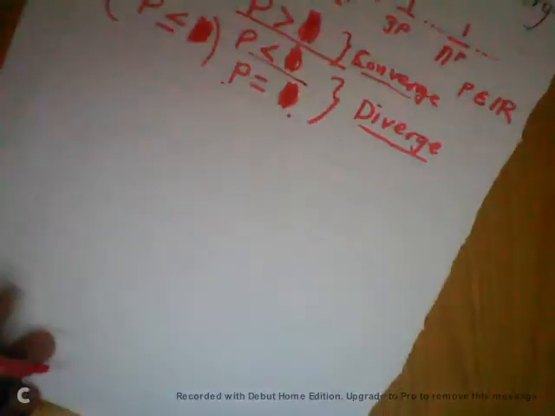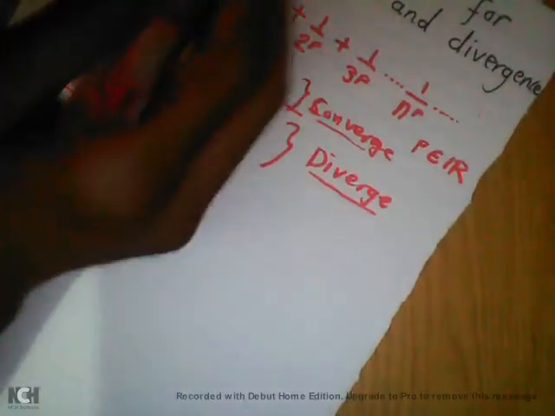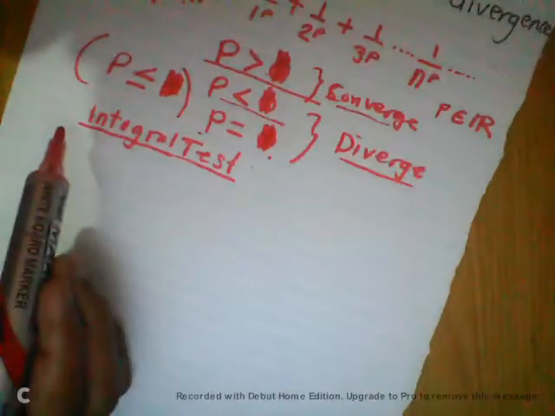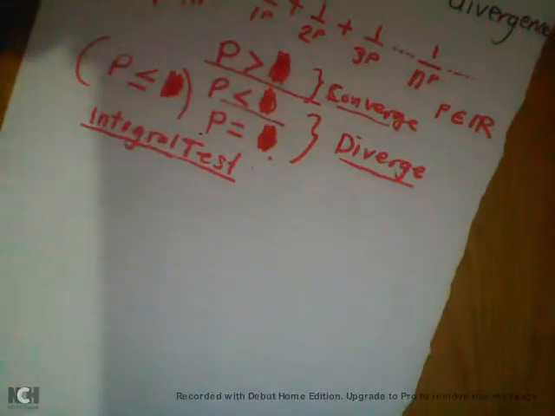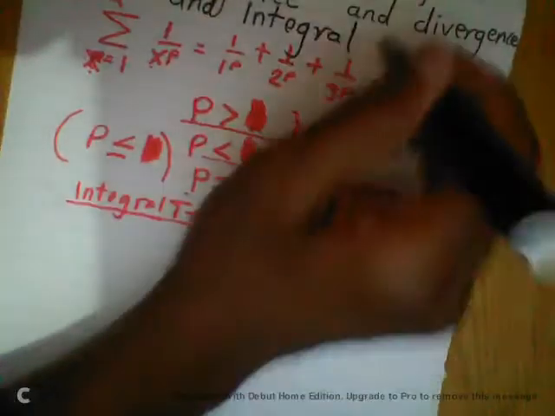So let's test now. We're going to take this function here and test it using the integral test. We're going to take a summation. So we're going to test using what? Integral test. We're going to test this P series using integral test. So how do we do this? For this case, you have to say P series for convergence and divergence, and integral test.